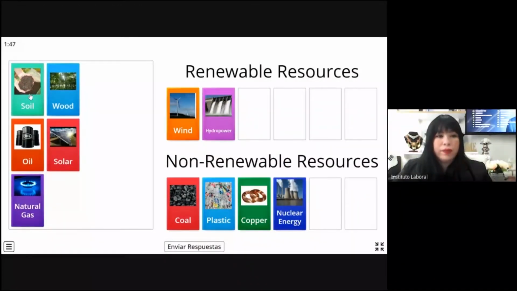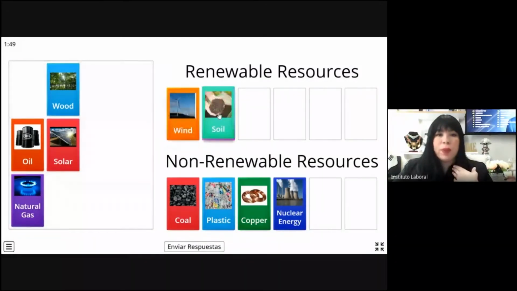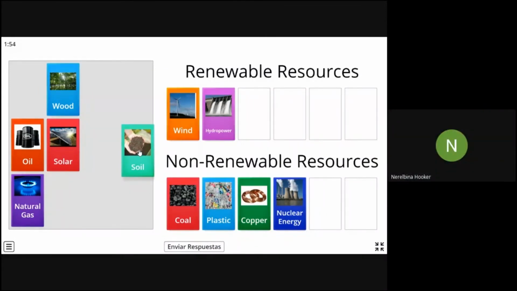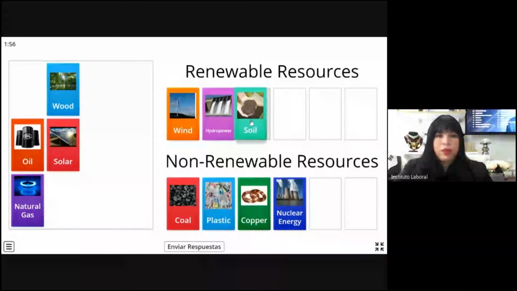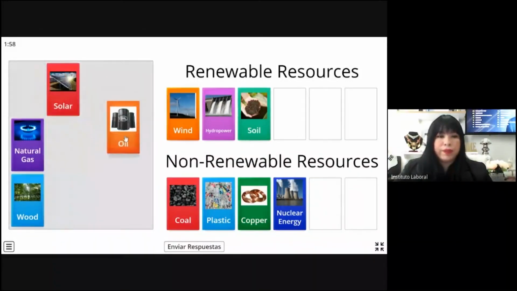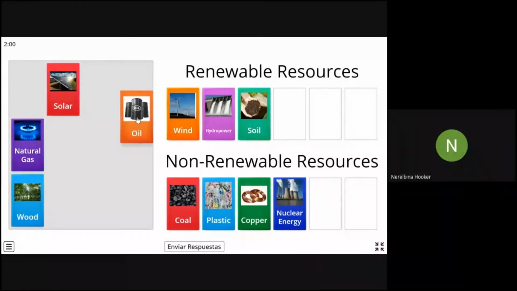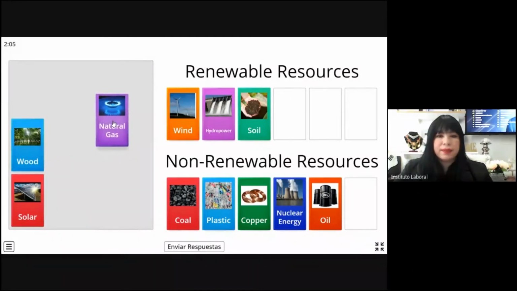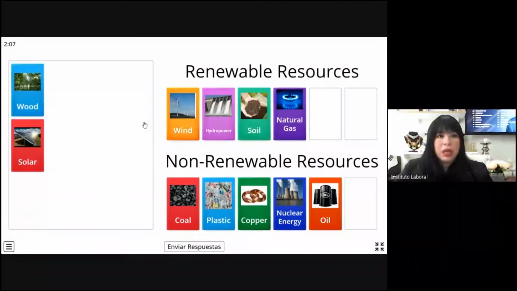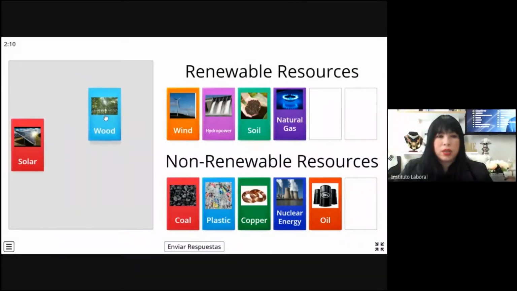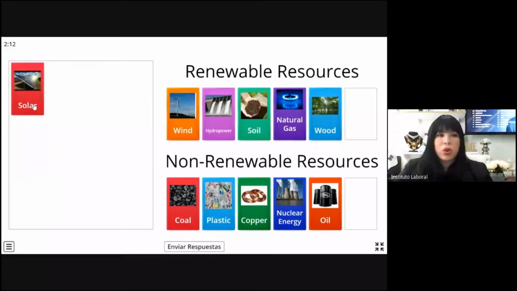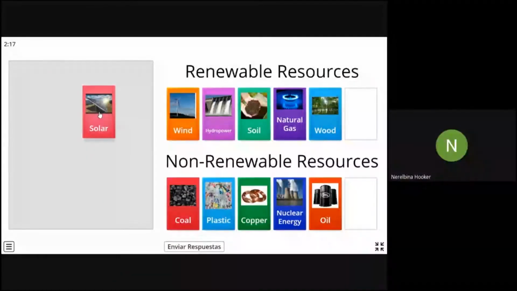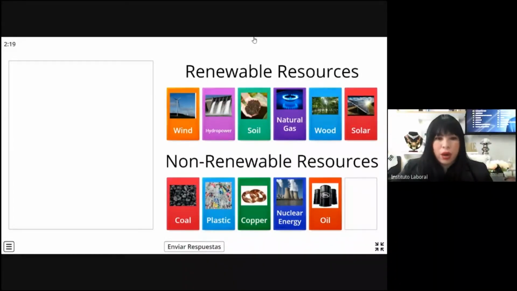Okay, soil. Is the soil renewable or non-renewable? The soil. Renewable. Okay. The oil. The oil is not renewable, non-renewable. Natural gas. Renewable. Okay. Wood. Renewable. Solar energy. Renewable. Okay. Let's check if you are correct.